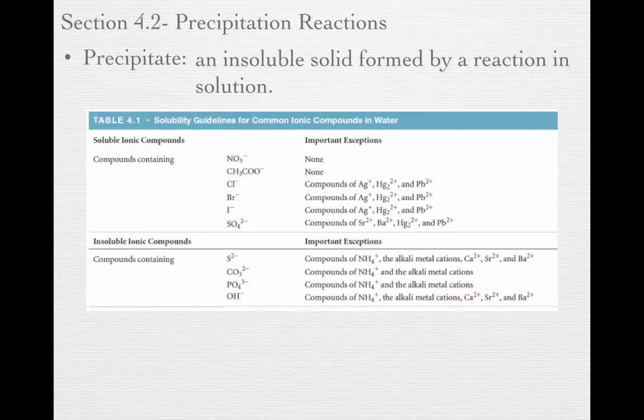For your insolubles, I would group carbonate and phosphate together. They are always insoluble unless with ammonium, which is always soluble, or an alkali metal. And then I would group sulfide and hydroxide together because in addition to those, in addition to ammonium and your alkali metals, you also have calcium, strontium, and barium that can make it soluble. So why exactly does this matter? Well, we're going to now look at precipitation reactions in order to understand how this allows us to predict what is going to be created in a precipitation reaction.